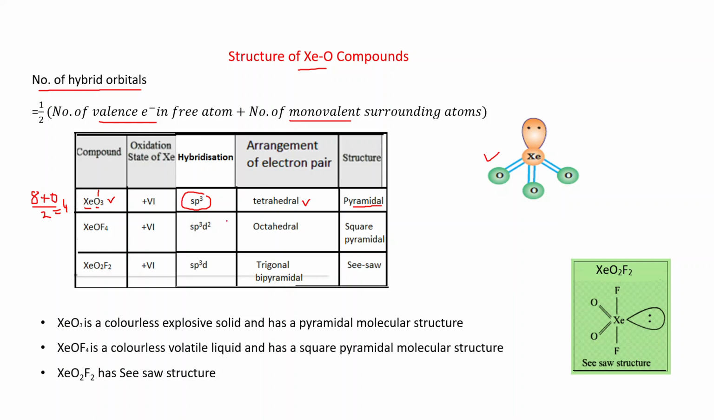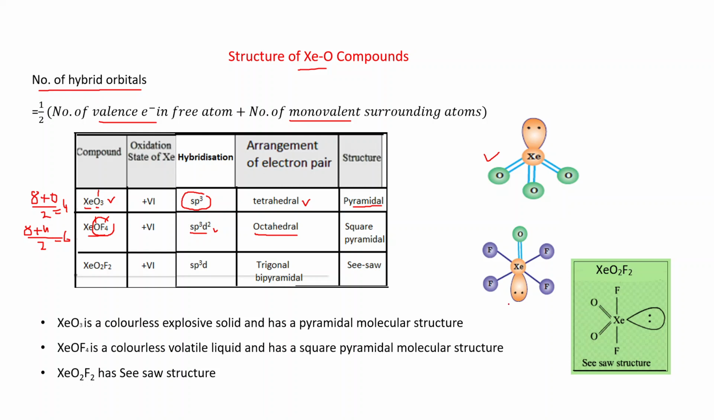Come to XeOF4. In this case, oxygen is divalent, but fluorine is monovalent. That's why this is (8 + 4)/2, and this will be equal to 6. 6 hybrid orbitals. That's why hybridization is sp3d2. They are arranged in an octahedral manner, but the total number of sigma bonds formed by these hybrid orbitals are 5. That's why their geometry becomes square pyramidal.